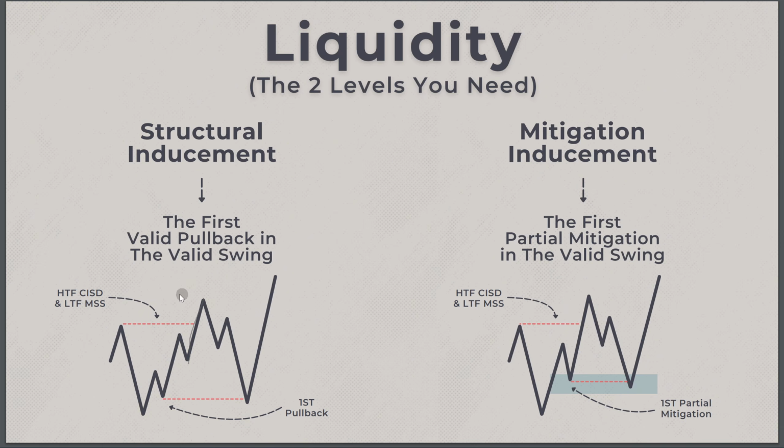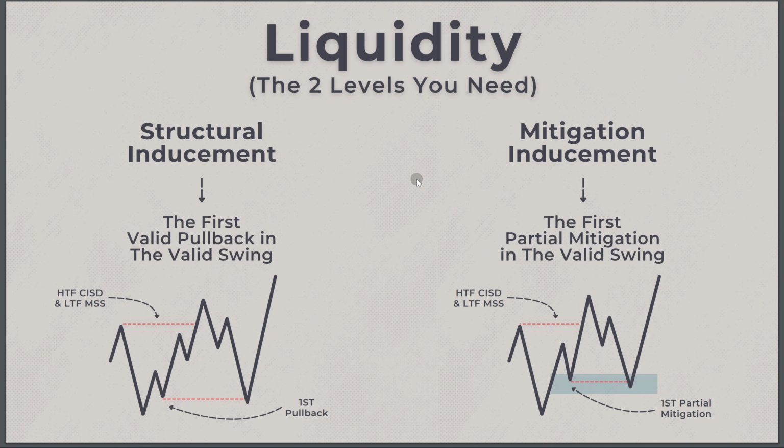Now the valid pullback, we're going to discuss this later. We're going to discuss the minimum candles or minimum move in order to consider a piece of price action a pullback. So basically the first pullback in this valid swing is your structural inducement, and that's a level we're going to be using in order to enter.